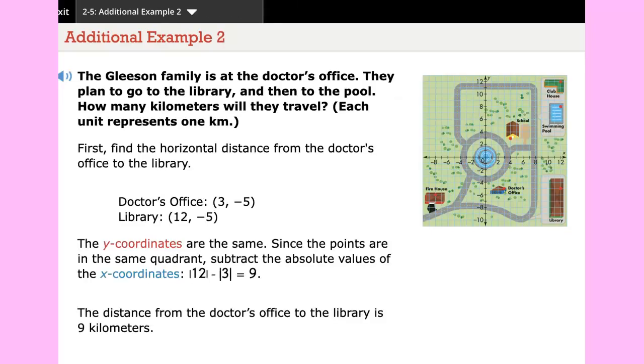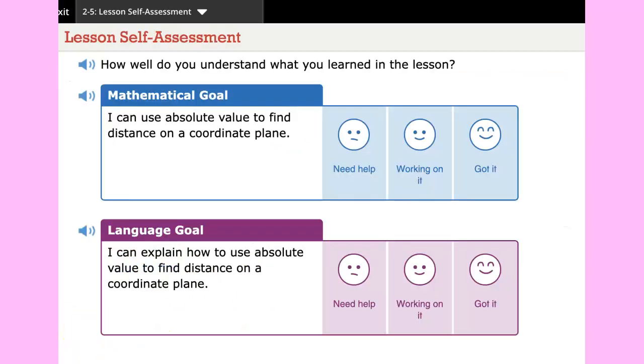All right, additional problem 2. The Gleason family is at the doctor's office. They plan to go to the library and then go to the pool. How many kilometers will they travel? So you're going to find this distance, and here's the answer. I just give you the answer right away, so you just look at how you figure out that it's 9 kilometers.